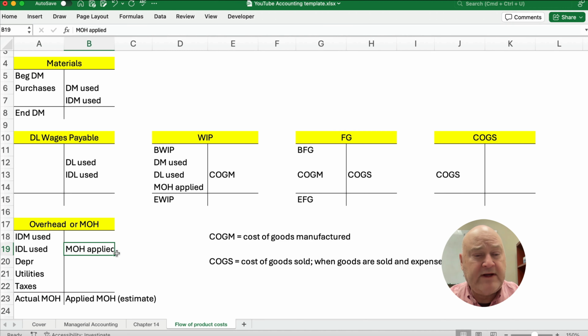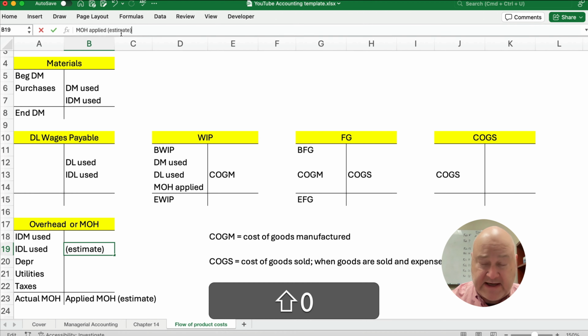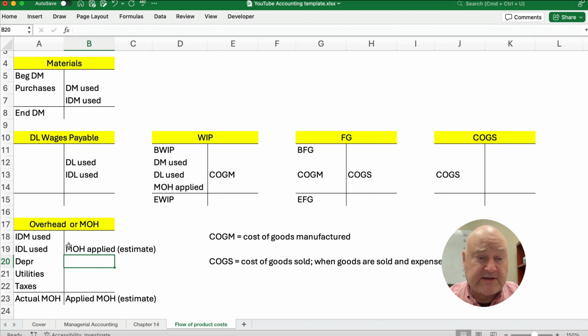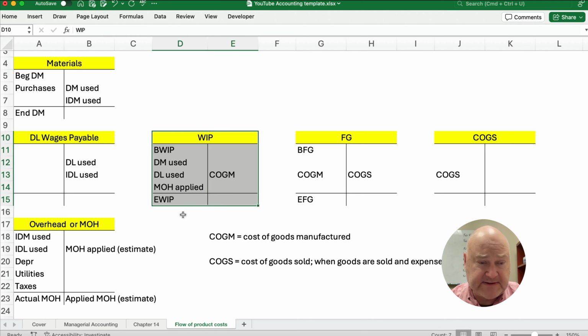And at some point, we need to figure out how much does this product cost. And so we're going to use MOH applied. Now, MOH applied is an estimate, because we need to estimate now what our product is going to cost for overhead. And we have some basis of making the estimate. We have last month and the last several months. And so we put here MOH applied. And so we're working on our product, and it goes into work in process.